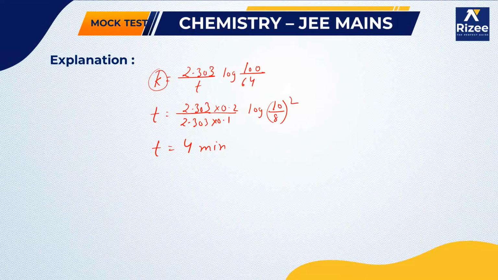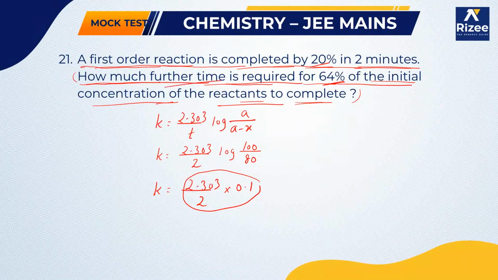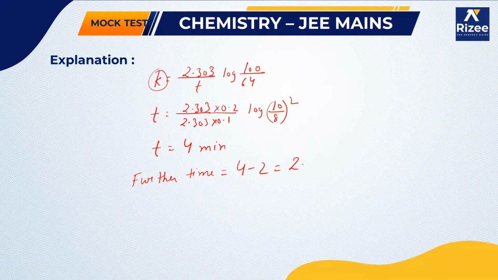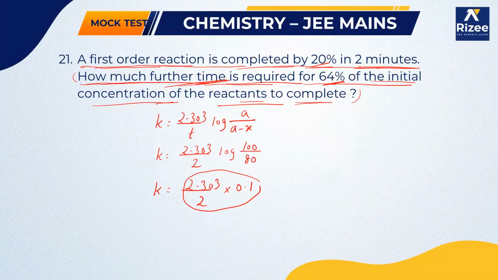So what is the question here? He is asking how much further time. Already 20% is completed in 2 minutes. The next further time will be how much? Further time is 4 minus 2, equal to 2 minutes. So the answer is 2 minutes, because it is an integer type question. So the answer is 2.